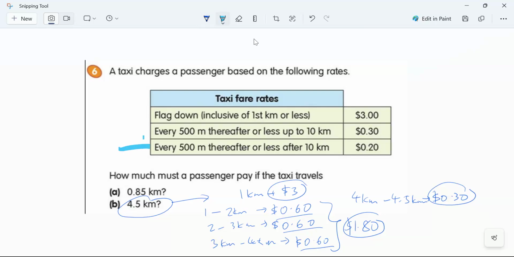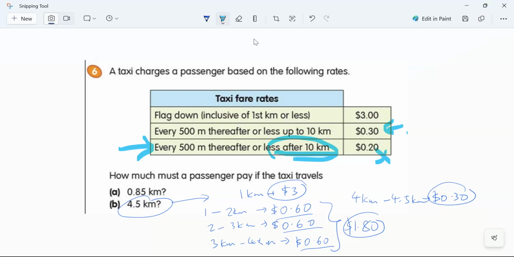Do we actually need this portion? No need. Why? Because it says you didn't need to use it. No, you didn't. Why? Because this is after 10 kilometers. That means the whole distance you travel, any distance within 10 kilometers, this is the rate. But once you exceed, you travel further than 10 kilometers, then a different rate starts.